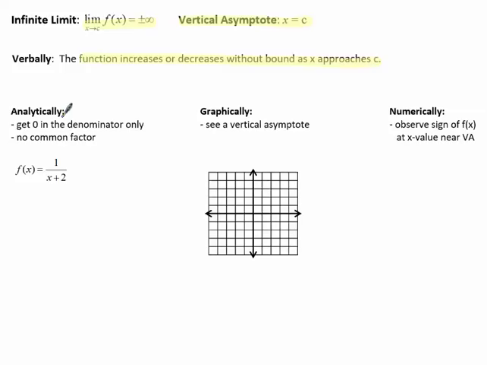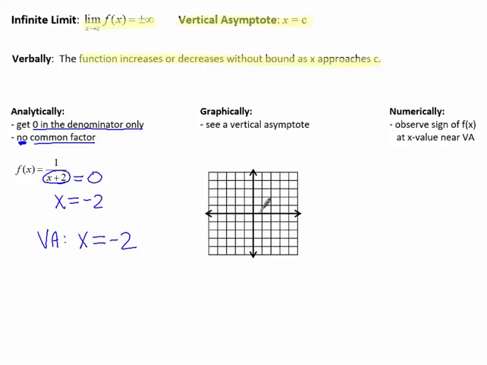So analytically, what that means is looking at a function, for example f of x equals 1 over x plus 2. You're going to know that you have a vertical asymptote when you get 0 in the denominator only, meaning there is no common factor with the numerator. What makes the denominator equal to 0? If we solve that, x equals negative 2, and x plus 2 is not also a factor in the numerator. Therefore, I know that there will be a vertical asymptote, and the equation of it is x equals negative 2.